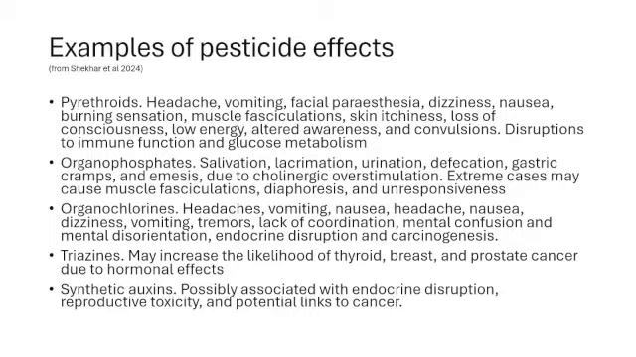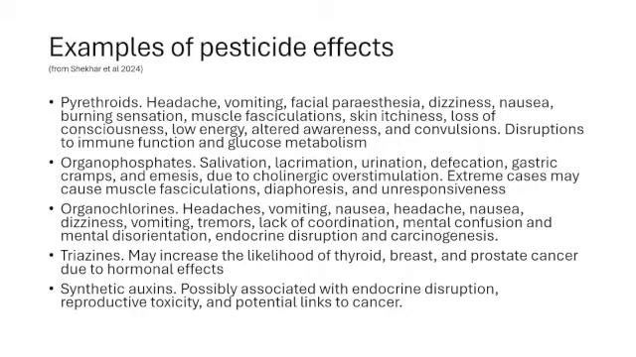Paresthesia is like that pins and needles symptom that's of interest to neurologists. Dizziness, nausea, burning sensations, muscle fasciculations. Fasciculations are like twitches or spasms, itching, loss of consciousness, low energy, altered awareness and convulsions, disruptions to immune system, and glucose metabolism. So that's pyrethroids.